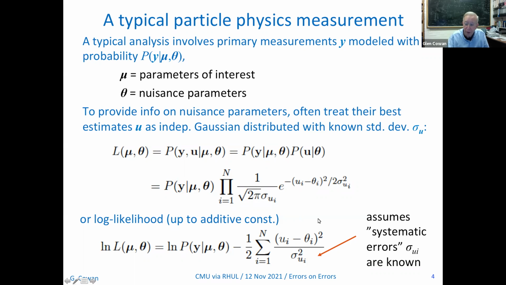In any case, that assumes that the sigma ui's are known. Now, because these control measurements are there to constrain some sort of systematic uncertainty in the model, if you didn't have the nuisance parameter, the sigma ui's are what I'm going to call the systematic errors within the measurement. That term systematic error in physics gets used sometimes in slightly different ways, but in the present context, it's these standard deviations of the auxiliary measurements that I'm referring to as the systematic errors.